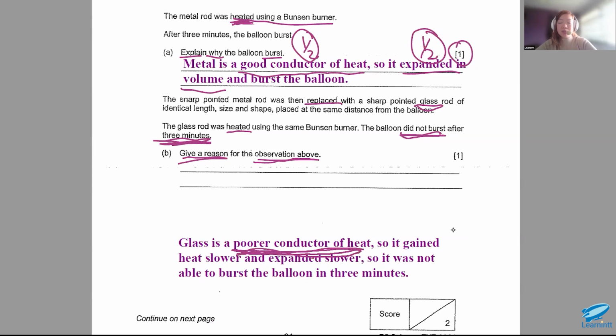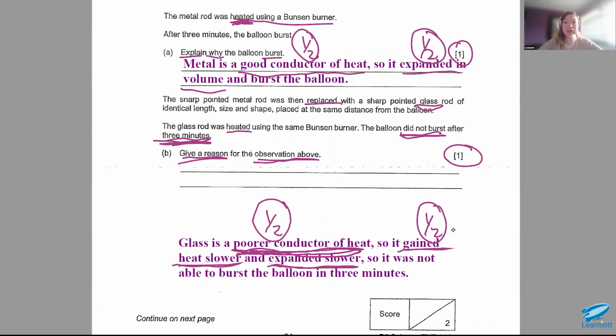Is it better? Is it lesser? Is it more? Is it less? Poorer is the word here. Poorer conductor of heat. Gain heat slower. Okay, I've talked about gaining heat. Expanded slower. So it was not able to burst the balloon in 3 minutes. Now, mark allocation: half mark for telling me poorer conductor. The part about gaining heat slower and expanding slower is in the same half mark. Then total 1 mark. I know, they should give you 2 marks for this. I also feel bad for you, but sometimes it's just weird like that.